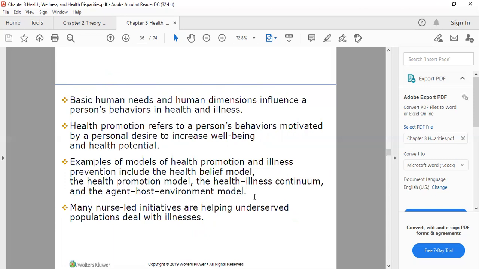Health promotion itself refers to the person's behavior that is motivated by their desire to increase the well-being and health potential. Examples of models of health promotion and illness prevention include the health belief model, the health promotion model, the health illness continuum, and the agent-host environment model. A lot of nurses have initiatives that help underserved populations, okay? And they want to go out there and help these underserved populations. So they will advocate for their patients in certain communities.